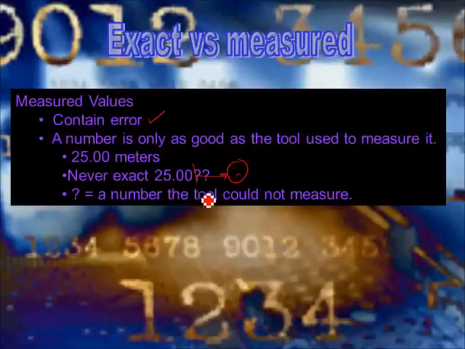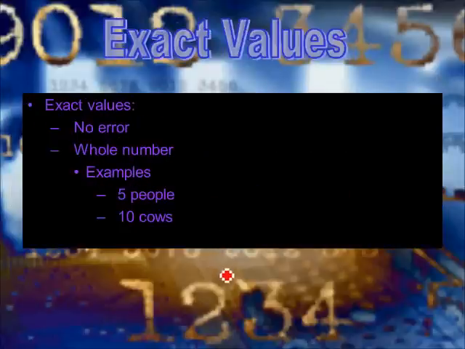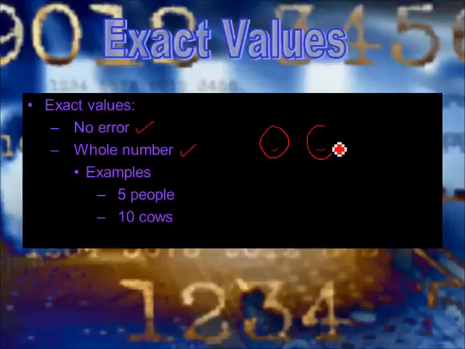The question mark equals the number a tool couldn't measure. There's no infinite measurement tool. So measured values always contain some error. Now, an exact value would have no error. Usually it would be a whole number. For example, how many smiley faces do I have here? There are 2 of them, and now there are 3. If someone asked you, I'll bet you $1,000 that there are 3 smiley faces here, you'd say, okay, how much do you want to bet? I'll bet as much money as I have, because you are 100% positive. There is 0 error in 3 smiley faces here.